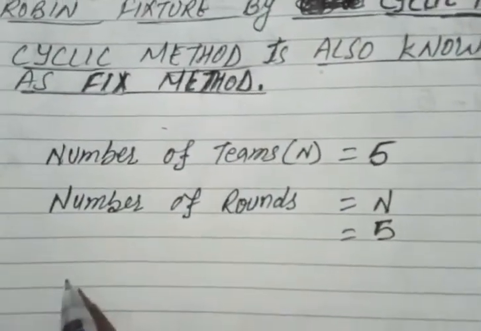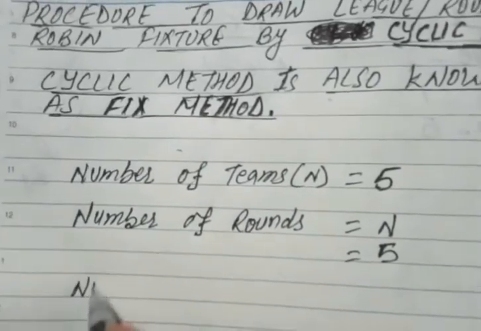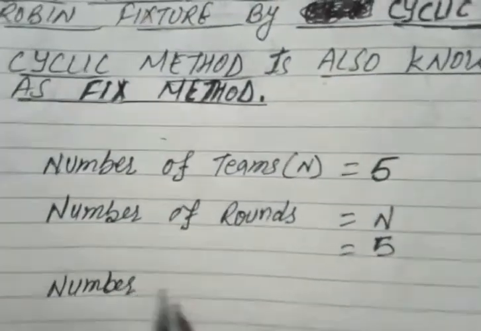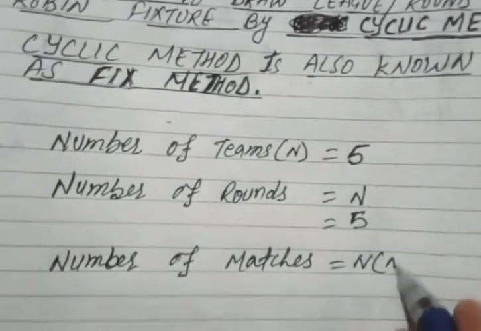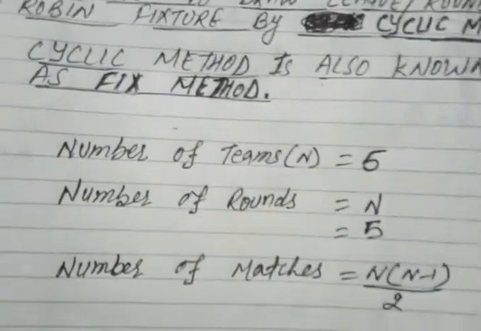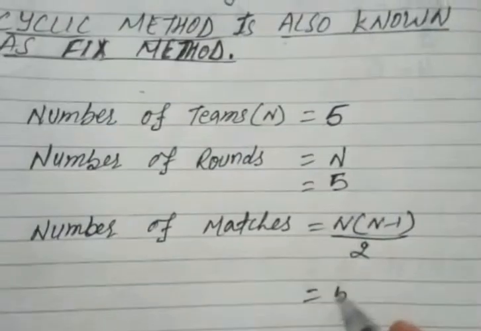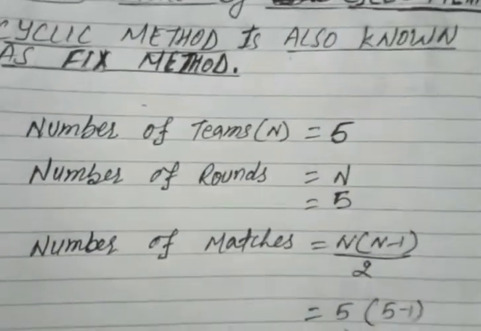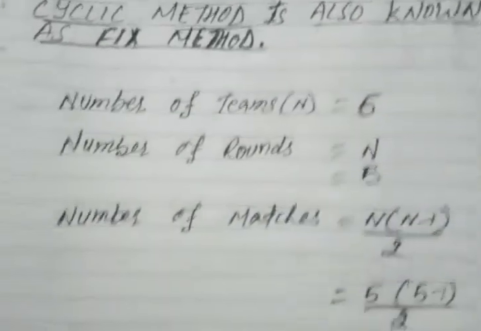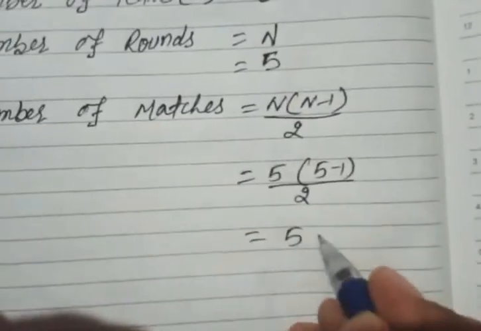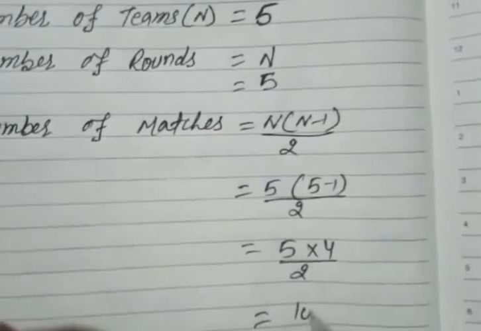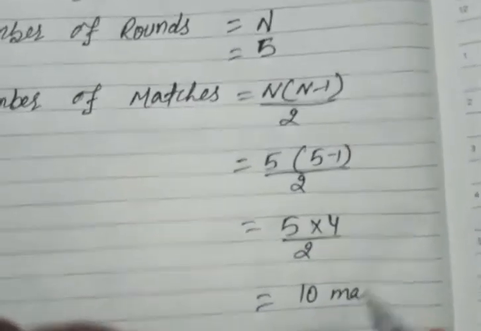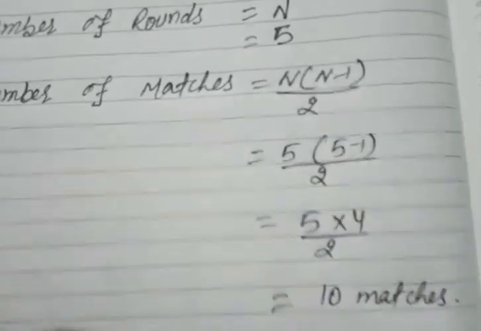If we move ahead, we will calculate the number of matches in this fixture. The number of matches will be calculated by following the same formula that we use in league fixtures to calculate the number of matches, right? And by following this, we will get 10 matches, right?